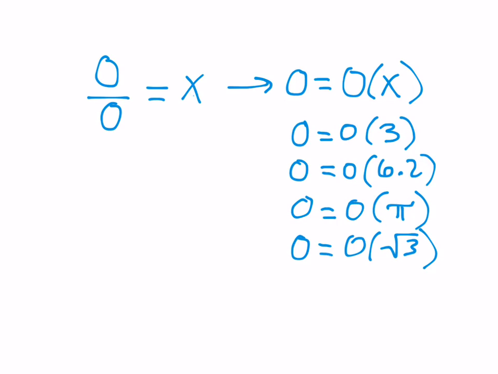So here the issue isn't that there is no number that satisfies that equation, but the issue is that we have too many numbers that satisfy the equation. There are infinitely many answers or numbers that x could be. So here we still say that 0 divided by 0 is undefined, but this time it's because there are too many answers.